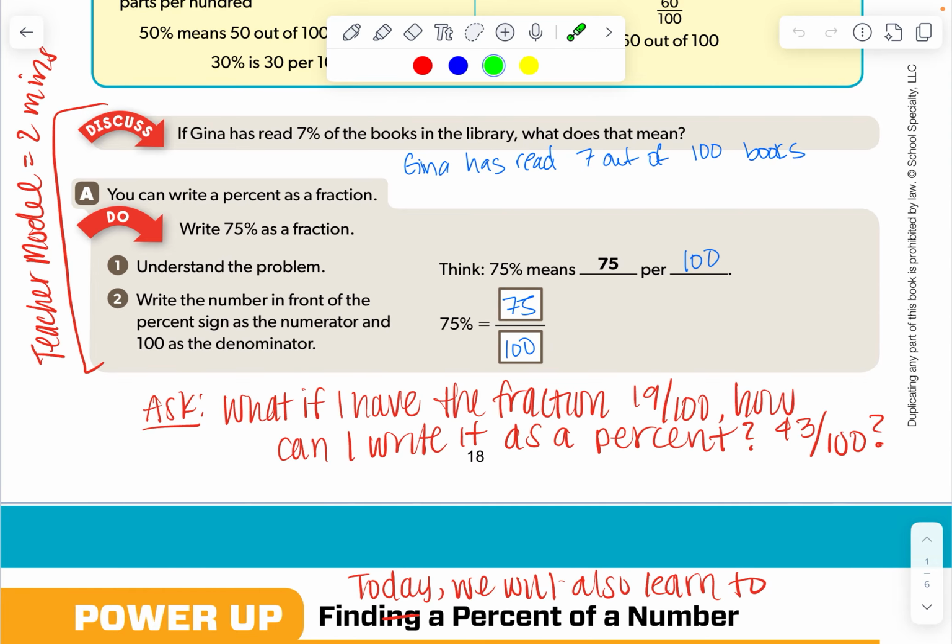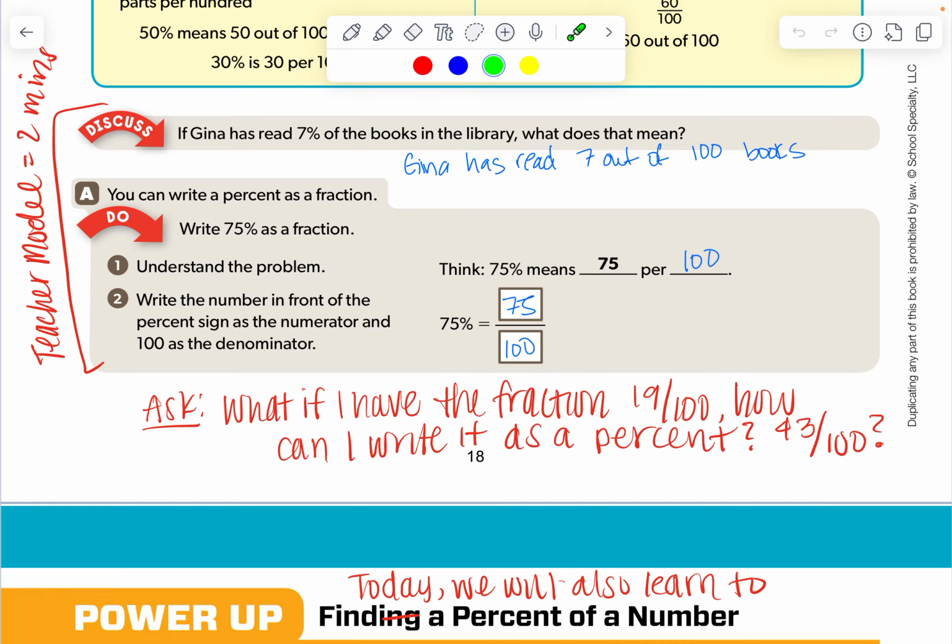So you will take about 2 minutes to model to students. If Gina has read 7% of the books in her library, what does that mean? So Gina has read 7 out of 100 books in her library. Then it says to write it as a fraction. You will show students how to write it as a fraction. And then you can ask students a bunch of different questions.